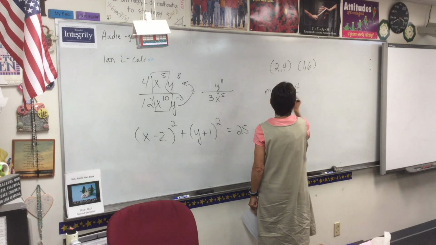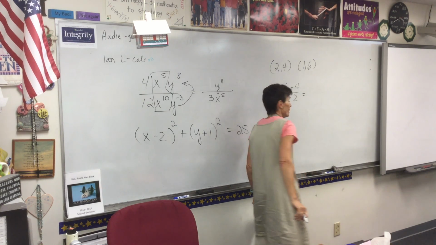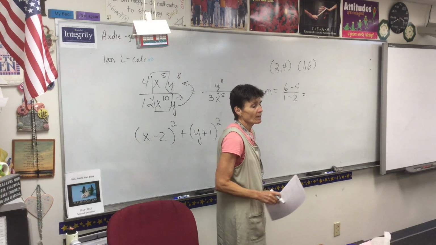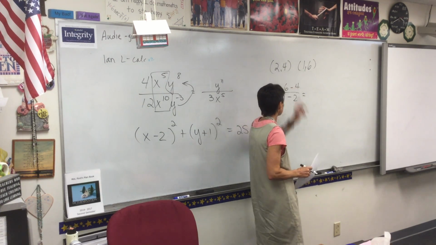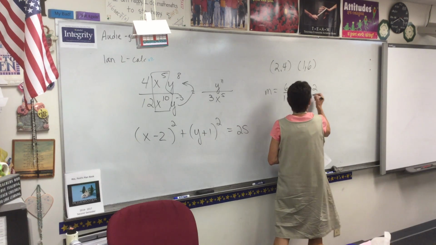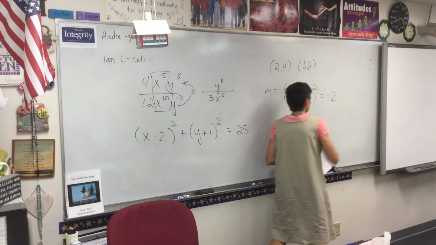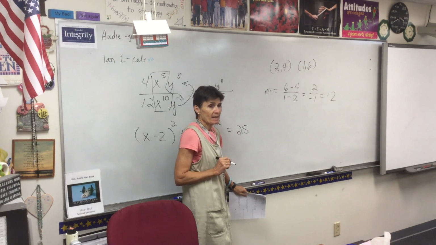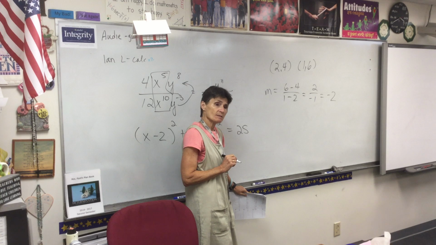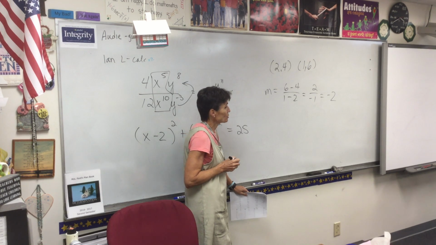6 minus 4 over 1 minus 2. We are going to get that right. We are seniors in high school. y minus y over x minus x. 2 over negative 1. I heard somebody say negative 2 and that person was right. That is not the answer though, because the question is, write the equation of the line.